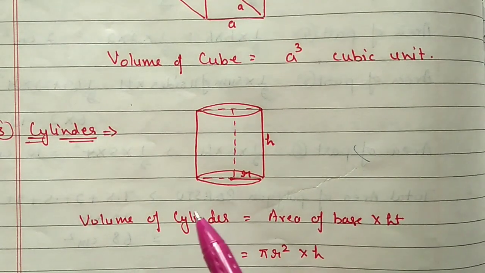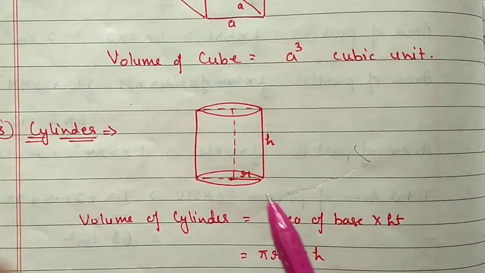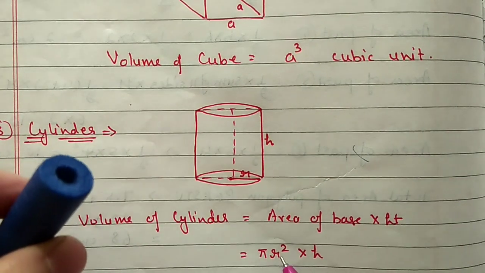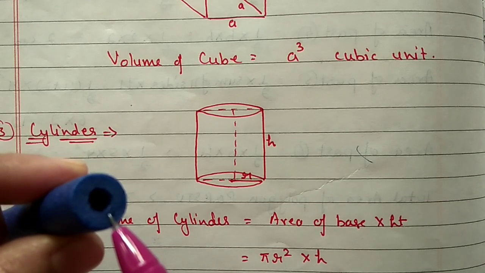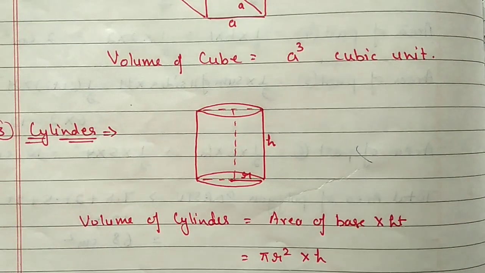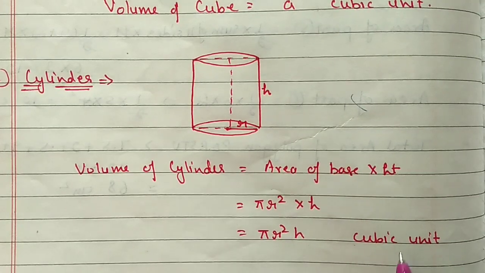So volume of cylinder will be area of base into height. So area of base we can find out with the help of circle area formula, pi r square, because this base is in the shape of circle. So pi r square, and then when we will multiply with height then we will get the formula pi r square h cubic unit.